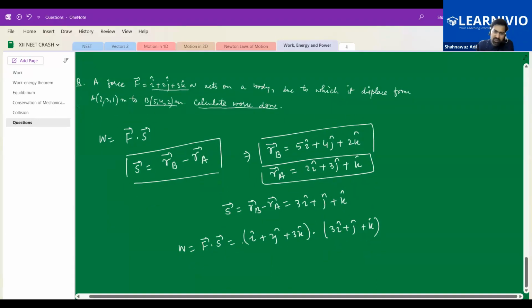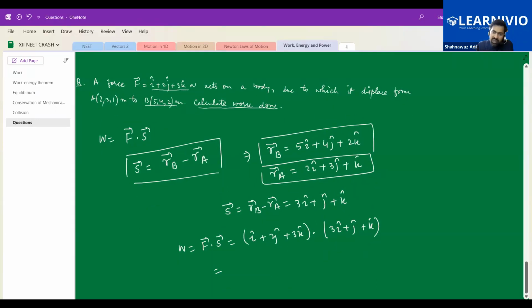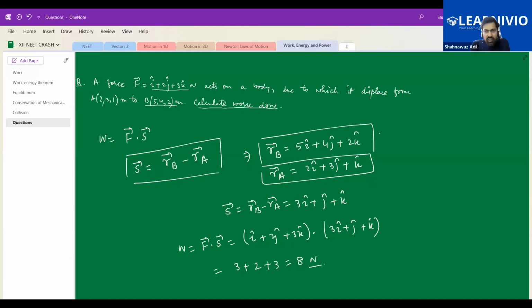So how much would be this? This is i dot i, that is 3, plus 2 into 1, 2, 3 into 1, 3. So 3 plus 2 is 5, plus 3, 8. So 8 would be the work done. Is it clear, guys?